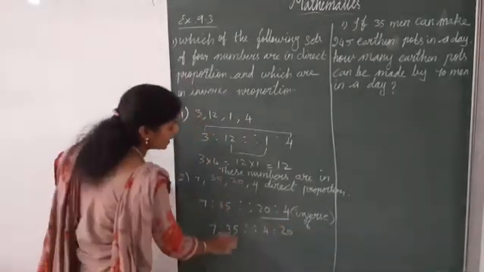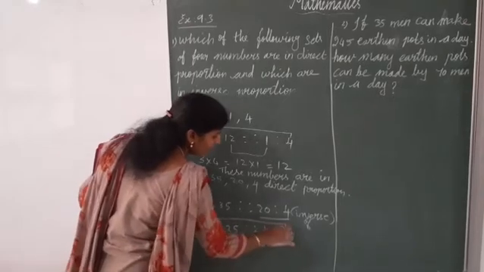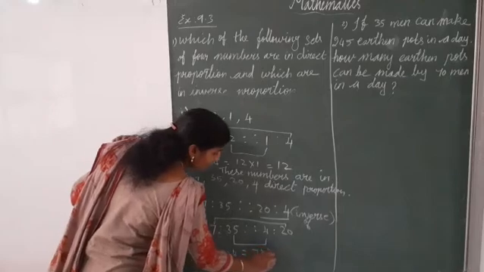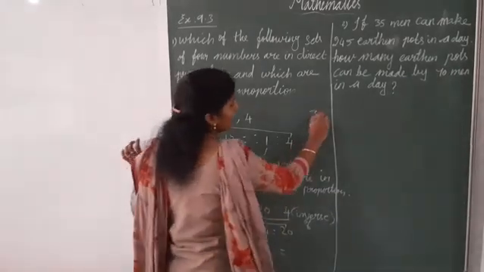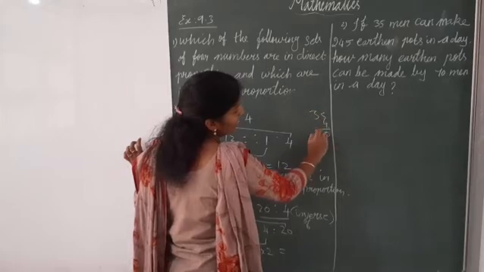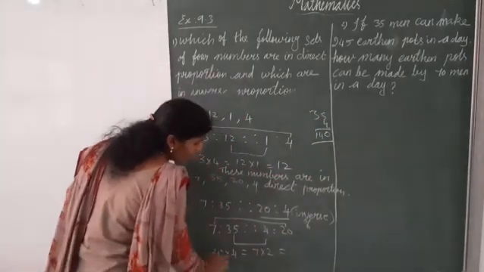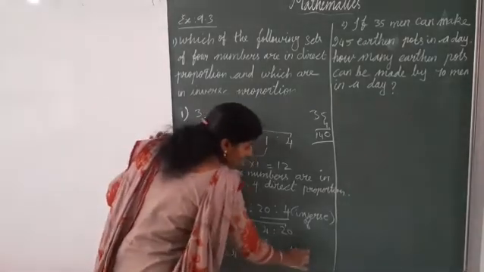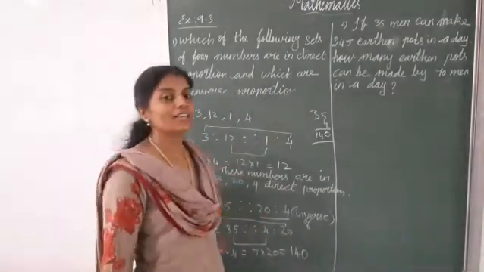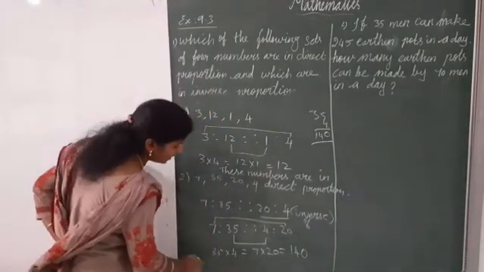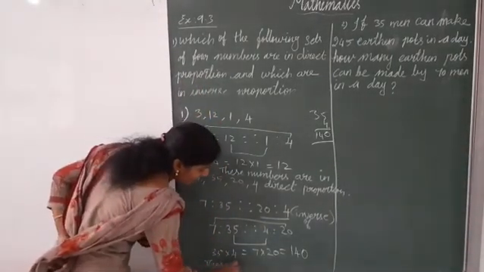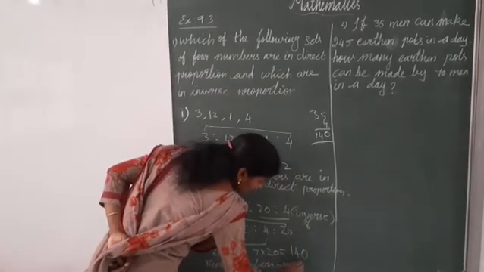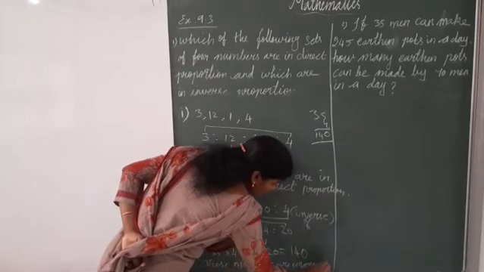Okay. Now we can check extremes and means. 35 into 4 equal to 7 into 20. 35 into 4 is equal to 140. Isn't it? So 7 into 20 is equal to 140. Okay, so this answer is the same. So we can say these numbers are in inverse proportion.